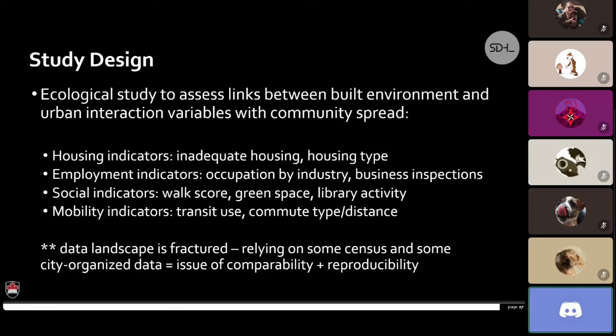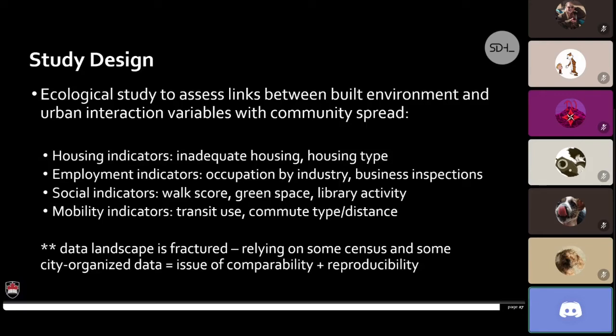But there's a few issues with the study, and one thing here is that the data landscape is quite fractured. So Toronto's a bit of an outlier when it comes to releasing data pertaining to COVID-19. They release data at an individual level, and they also release data based on reporting dates, source of infection, gender, outcome, hospitalization status, all those things.